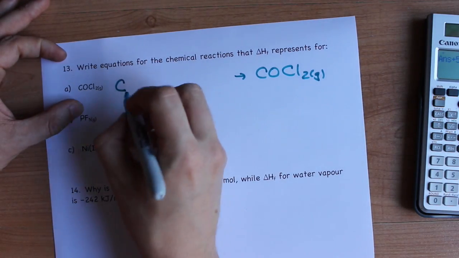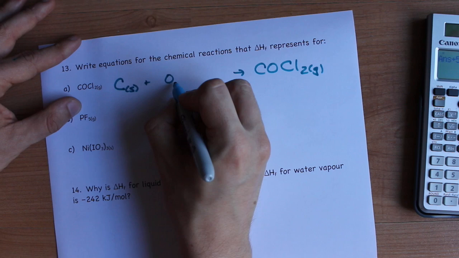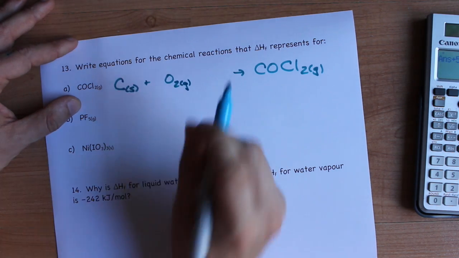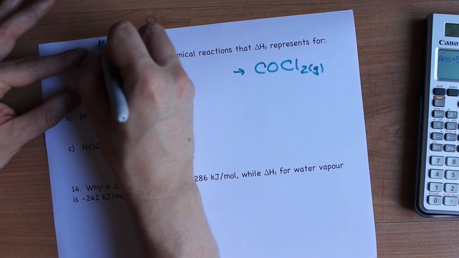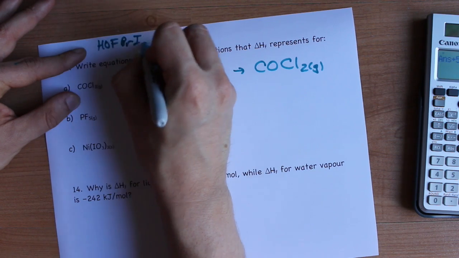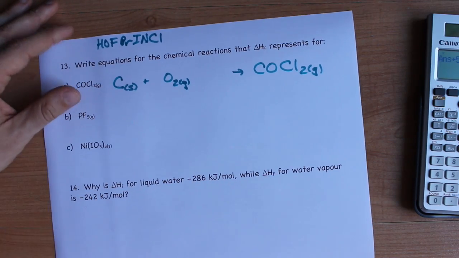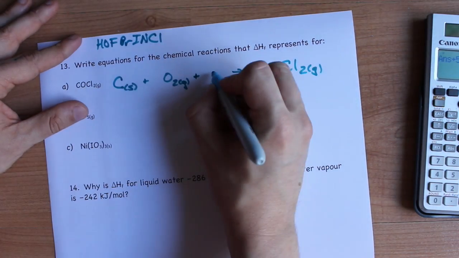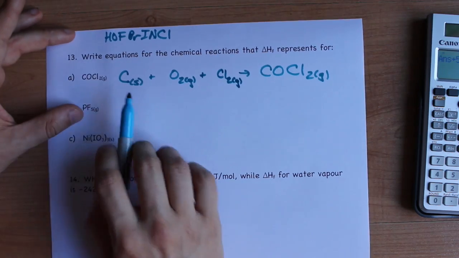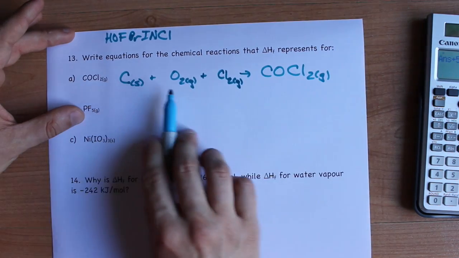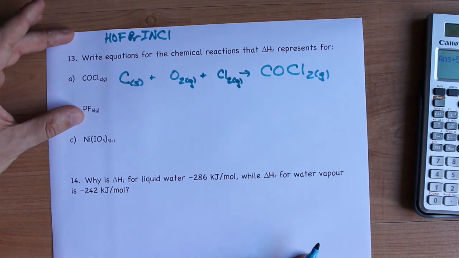Well, I have carbon, which at standard state is a solid, it's graphite. I have oxygen, which is O2 gas. Some teachers make you memorize which gases are diatomic. I use Hofbrinkel to show me which elements need the little 2 under it. O is one of them, and I need pure chlorine, which is also in Hofbrinkel, and it's also a gas phase element. Making COCl2 from its pure elements, carbon, oxygen, and chlorine, is the reaction that delta HF actually represents.